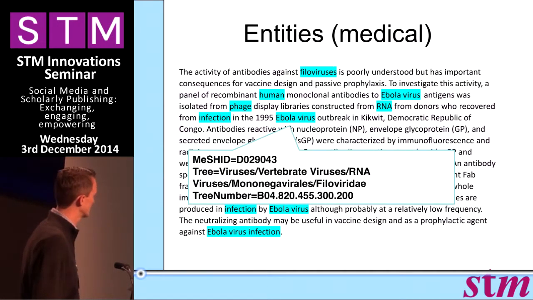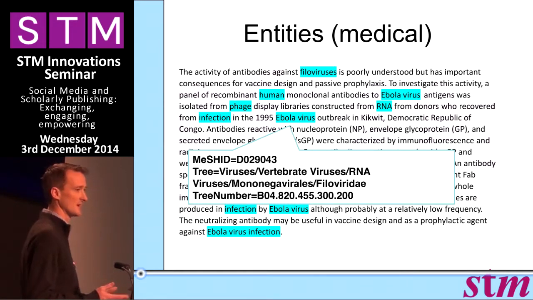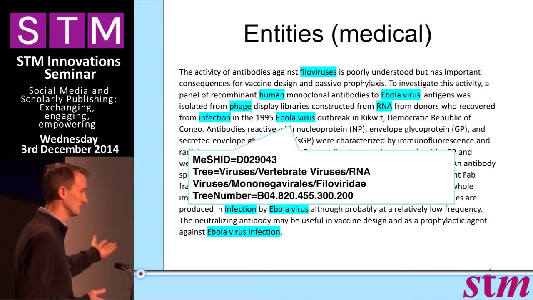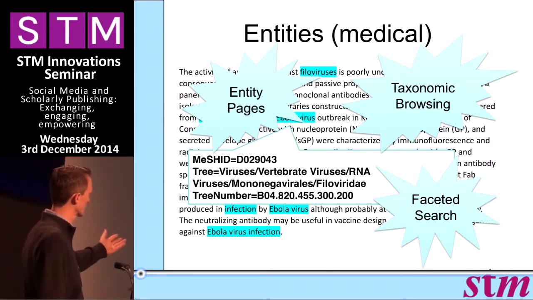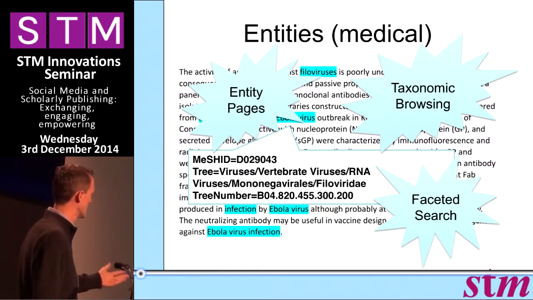Here we're looking at medical entities. We're using the MeSH taxonomy here. Now, MeSH has a hierarchical structure, and that gives us some other interesting capabilities. For example, we know this is about vertebrate viruses, even though it isn't specifically mentioned. So we can do things like taxonomic browsing or faceted search. We could provide the user with an ability to say, I'm interested in all articles that do discuss vertebrate viruses, even though that isn't specifically mentioned within the content.